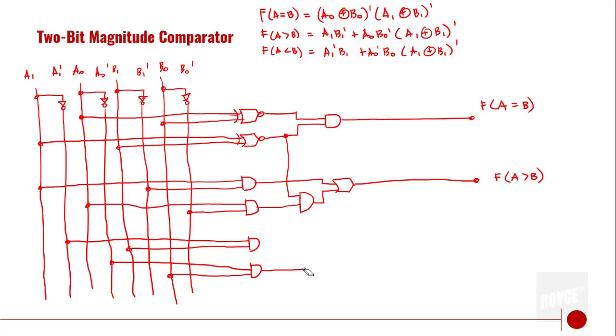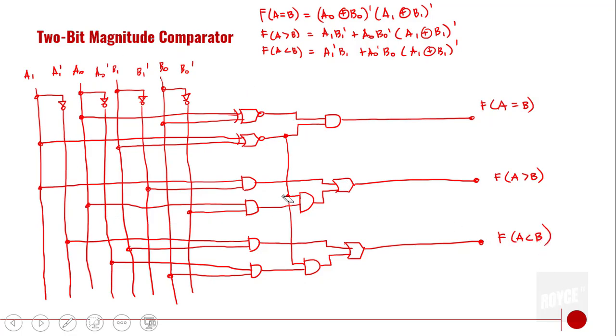Gagawa lang tayo ulit dito. Then pupunin ko ulit ito. Ayan. Tapos naka-OR yung itong dalawa. So, meron na akong f of A less than B. So, this is our combinational logic circuit for a 2-bit magnitude comparator.